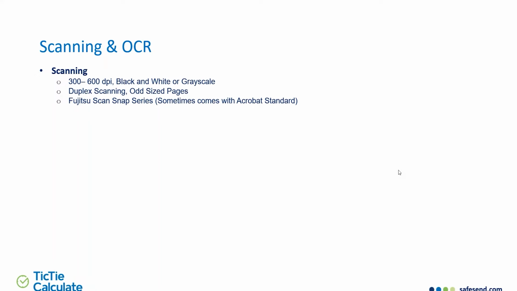You don't need to make that big of a PDF file. It makes it cumbersome to transfer electronically and takes up your storage space. So set your DPI settings to about 300 to 600. Scan in black and white or grayscale. You don't need those colors. Those are our recommendations. Make sure you look for a scanner that has duplex scanning, which means that it will scan the front and the back at the same time, as well as odd size pages.